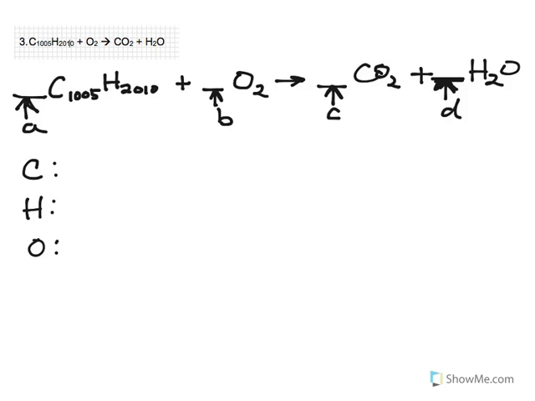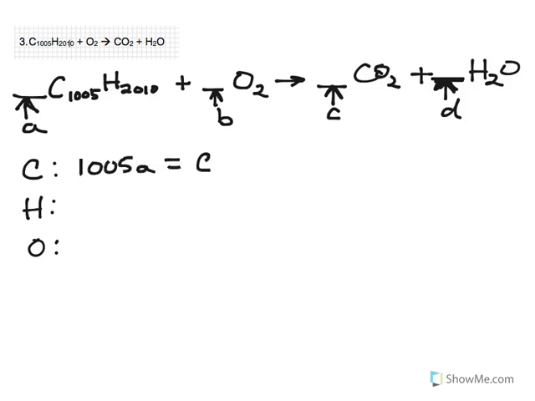Now that we have the elements from the reaction, we can create equations for each element. So for carbon, we have 1005 carbons on the left side of the equation with C1005H2010. So we can say that we have 1005A, which is equal to, on the right side of the equation, we have only one carbon with carbon dioxide, so we can say C, or 1C.